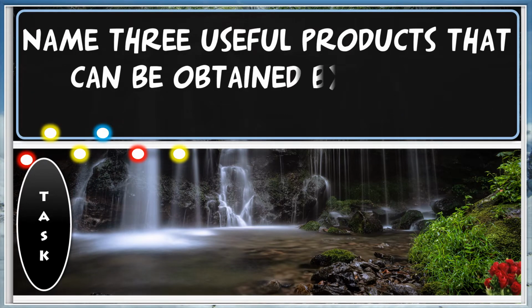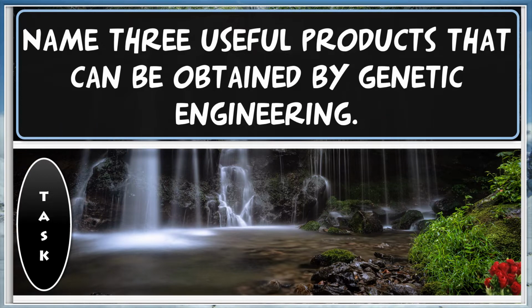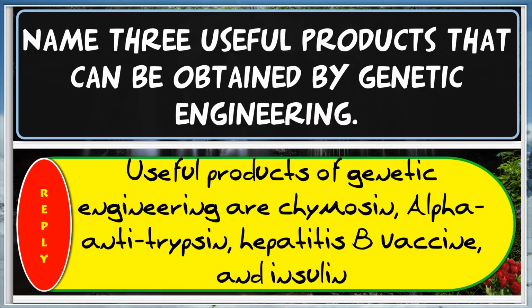Name 3 useful products that can be obtained by genetic engineering. Useful products of genetic engineering are alpha antitrypsin, hepatitis B vaccine, and insulin.